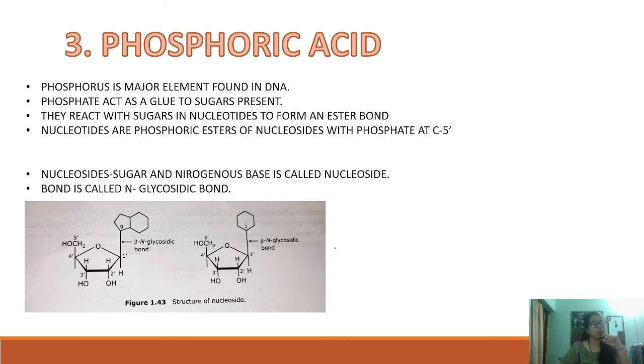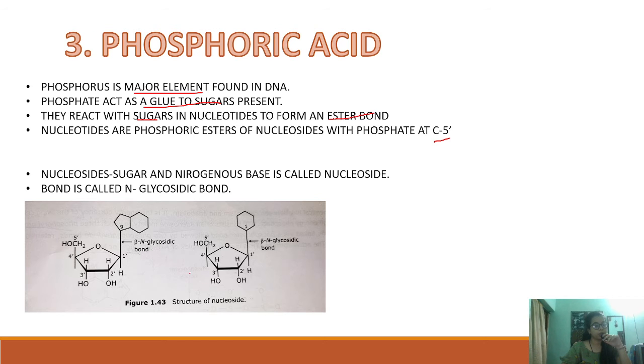Next, moving to the phosphoric acid. Phosphoric acid is a major element of DNA. What is its function? It acts as a glue, and it mainly reacts with the sugar molecule and forms the ester bond. So where is it added? It is added at the fifth position of the nucleoside.